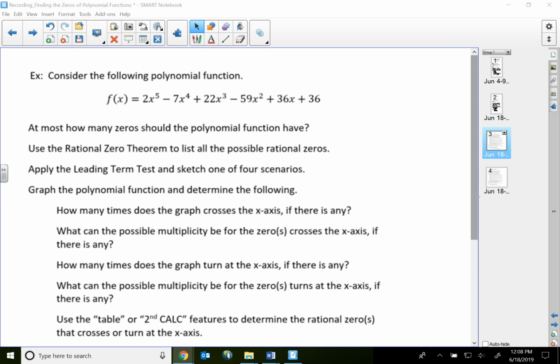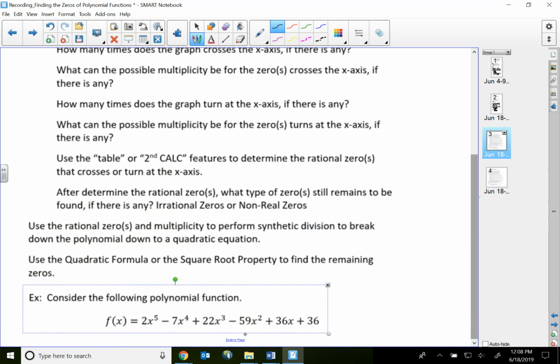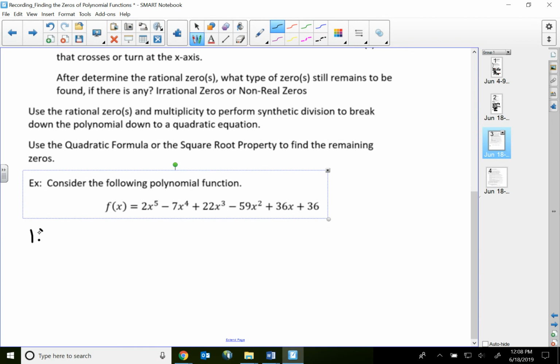Welcome back. Let's finish up finding the zeros of a polynomial function. So I went ahead and copied this on the bottom. Let's take a look at this one. How many zeros should a polynomial have? The first thing: it should have 5 zeros. Okay.